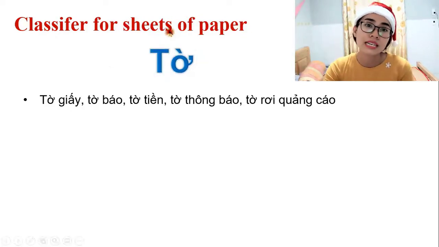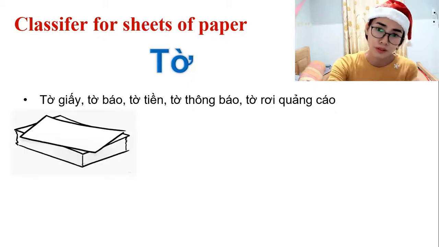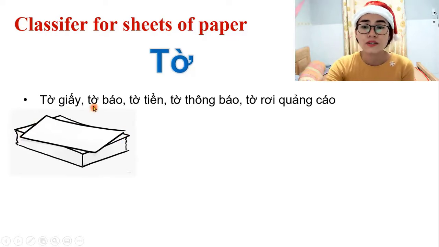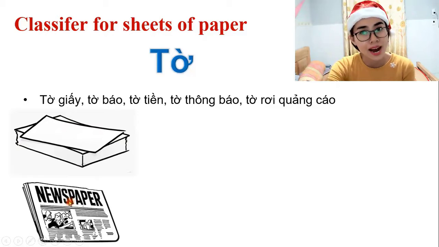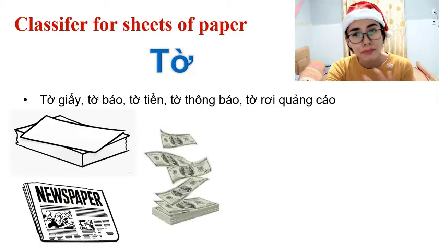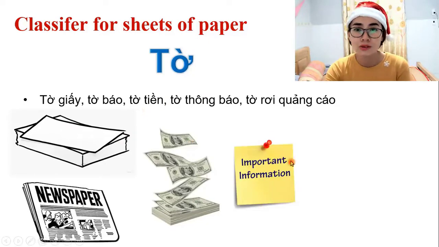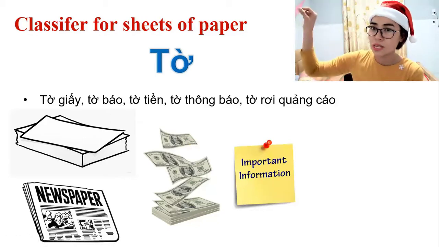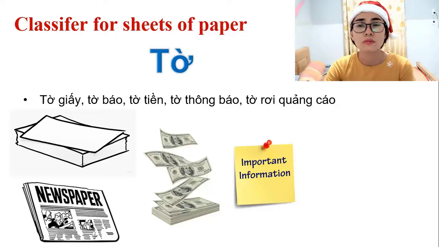So tờ is for sheets of paper. What has sheets of paper? Sheets that are made from paper. Of course, the paper, tờ giấy, or the newspaper, tờ báo, or whatever is made from paper. Money, bills, tờ tiền, or the announcement paper, when they have an announcement and pin it on the pin board, the announcement board.